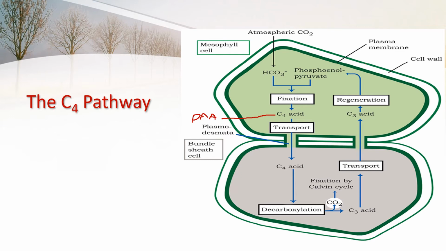So atmospheric carbon dioxide combines with bicarbonate and phosphoenol pyruvate, and it forms a C4 acid. This is all taking place in the mesophyll cell. From here, this C4 acid, oxaloacetic acid, comes to the bundle sheath cell. In the mesophyll cell the light reaction takes place, because it is the uppermost cell, exposed to the light.